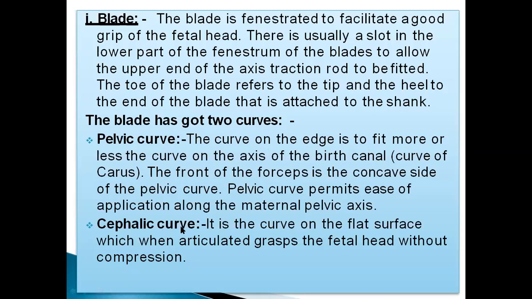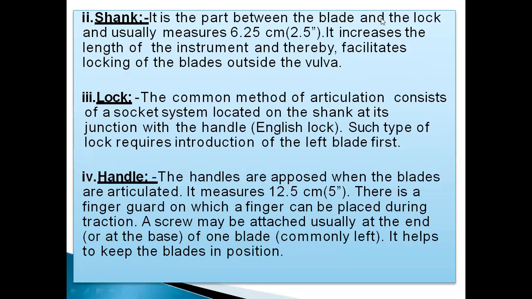The shank is the part between the blade and the lock, and usually it is 6.25 centimeter. It increases the length of the instrument and thereby facilitates the locking of the blades outside the vagina. So if the shank length increases, the instrument length increases. And this is for locking of the blades outside the vulva. Inside, we have inserted the blade; outside we will have the shank and then the handle. So for locking of the blades, the shank will be helpful.